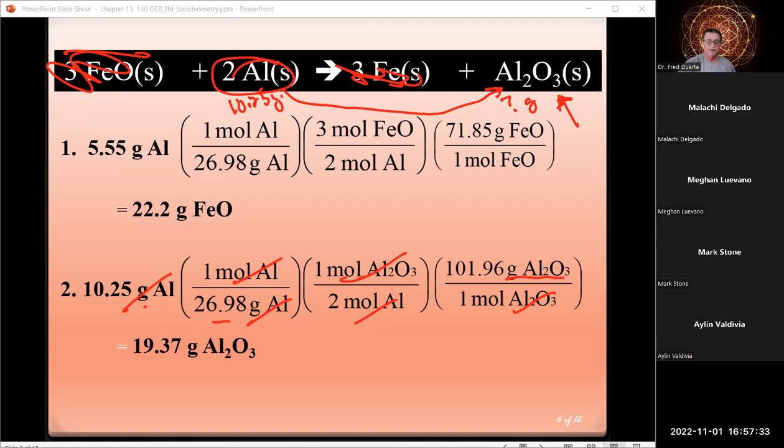And that says that if you start off with 10.25 grams of aluminum, you will make 19.37 grams of aluminum oxide. At least that is the theoretical amount that you should make.